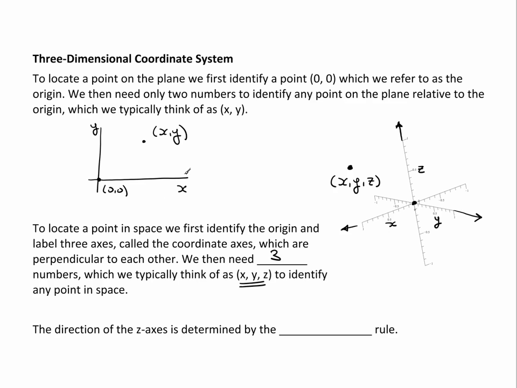We're used to thinking about x heading in this direction and y heading up in this direction. Well, it's not heading in the wrong direction. This is correct. The reason being is that the direction of the z-axis is determined by what we refer to as the right-hand rule.